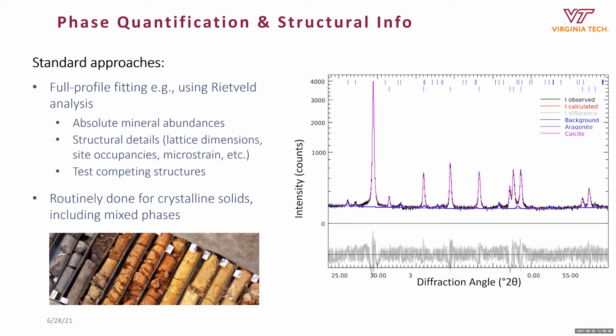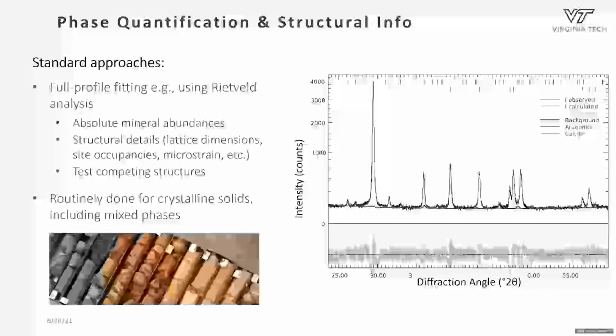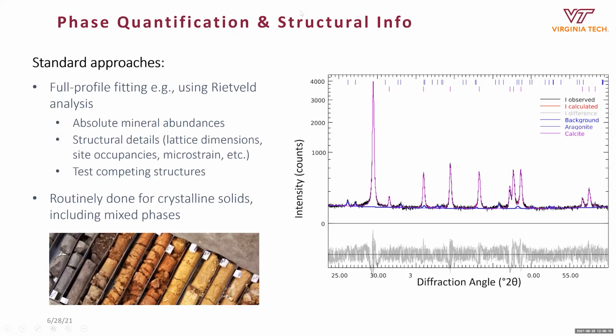For each individual phase, if we have sufficiently good data, we can learn about the structural details like the lattice dimensions, the occupancies of atom sites, and things like strain. And if we're unsure about which phase we actually have, we can test competing structural models to look for the best fit. And this is routinely done for crystalline solids, including samples that can have a whole number of different phases present simultaneously. And so what you're seeing here on the right is a relatively simple example of just a mixture of what is mostly calcite with a little bit of aragonite present.